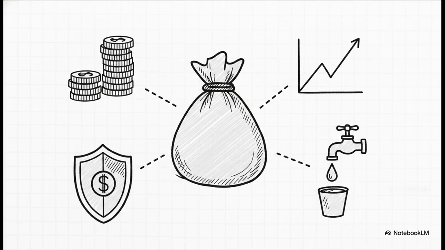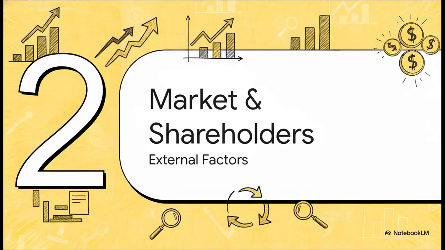All right, let's quickly pause and lock this first chunk into your exam memory. Our 4 internal money factors are the amount of earnings, the stability of those earnings, the policy of maintaining the stability of the dividend, and finally, the actual cash flow position. See? That's 4 out of our 11 factors completely knocked out already. Great job. Section 2. Market and shareholder factors.